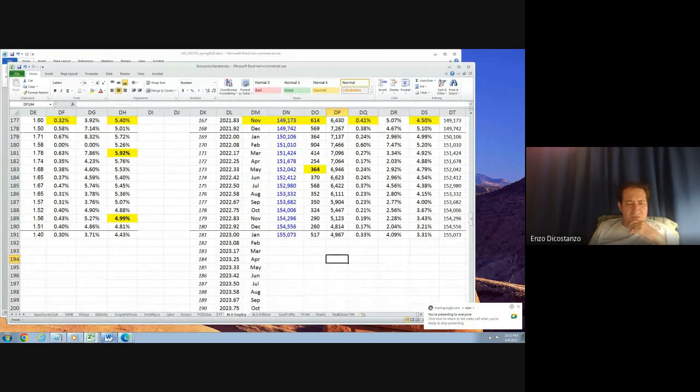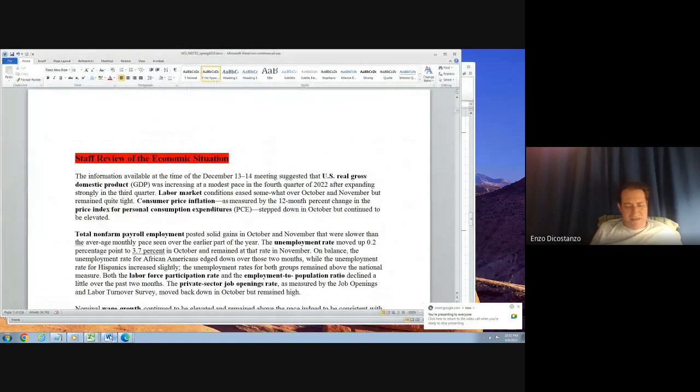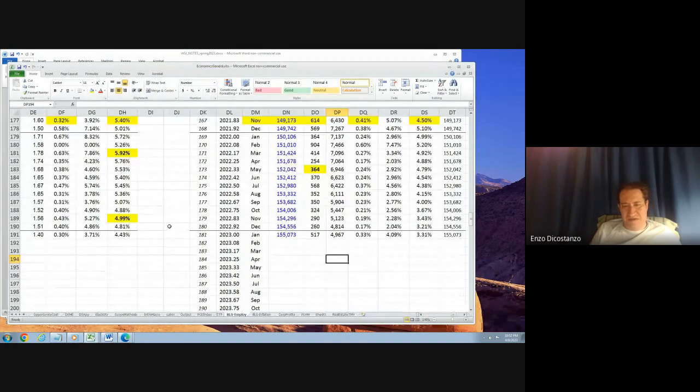So if we're looking here, what do these guys say? They said conditions ease somewhat, but still remain quite tight. What does all that mean? October, so the delta declined. It went from 350 to 324 to 290 to 260. Then it bumped up, but this meeting was in December, so they didn't know what these numbers were for January. They may have had a preliminary, but they didn't know.